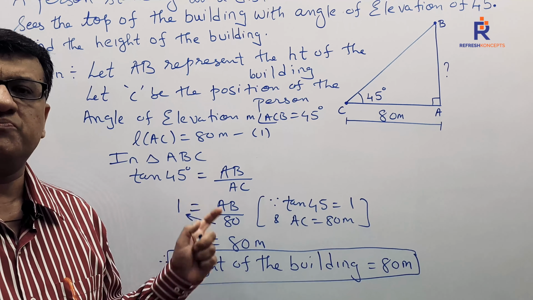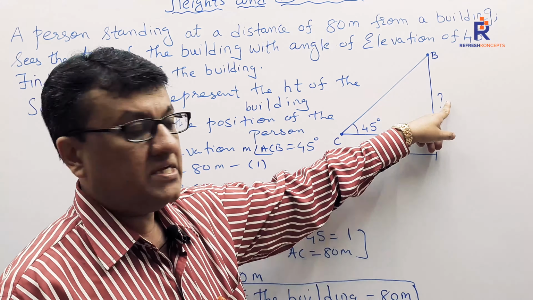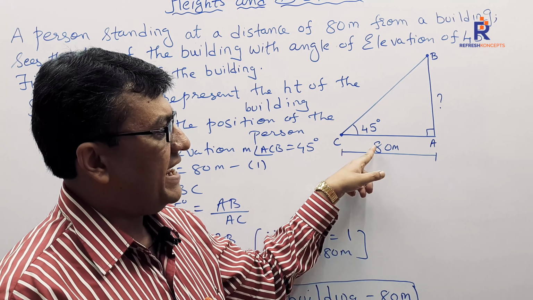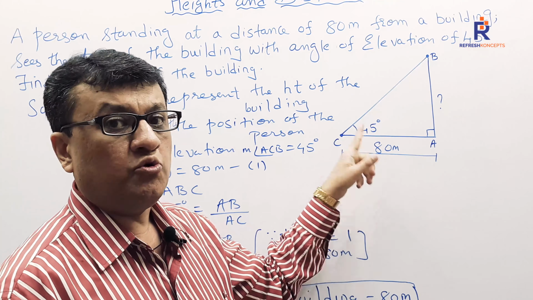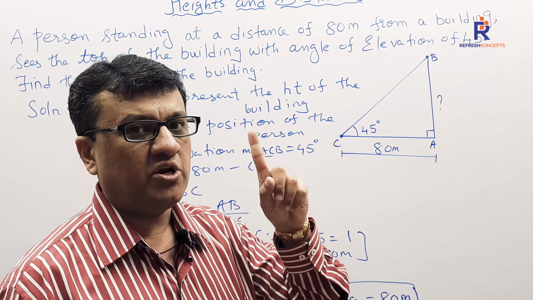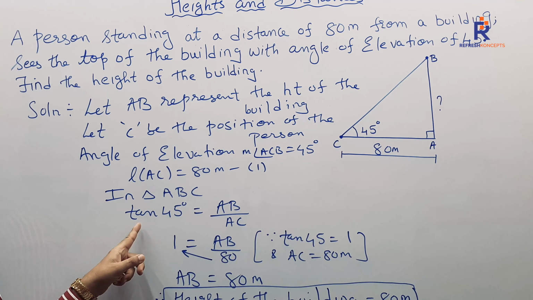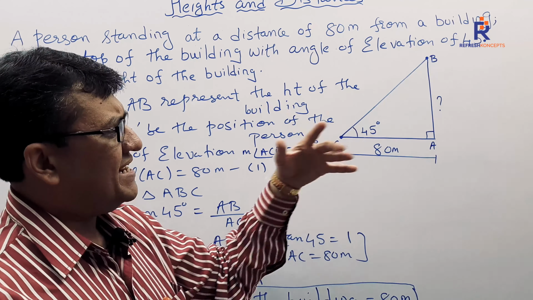Always ask this of theta: what is being given to you? Within the diagram, opposite is what I want to find out in context to this theta, adjacent is given to me, and who makes the relation between opposite and adjacent? It is tan. That's the reason we use tan 45. So we are done with this particular sum.